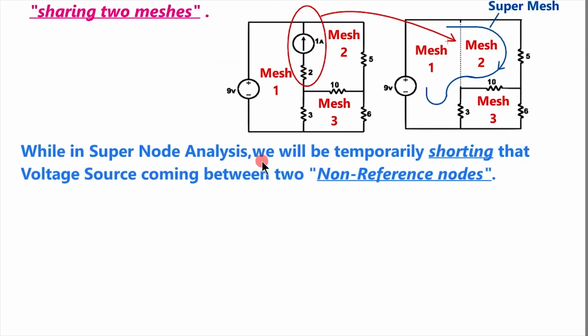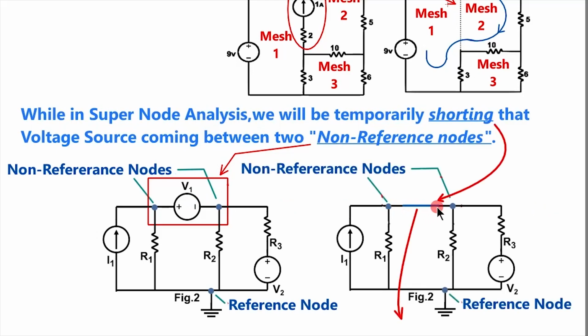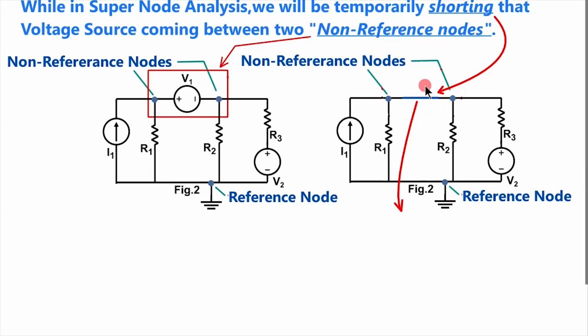While in super node analysis we will be temporarily shorting that voltage source coming in between two non-reference nodes. See here, this voltage source came in between two non-reference nodes. So here a super node is there. What will we do? We will be shorting it. So temporarily we have removed that one and shorted, and this part can be written like this. These are becoming one node.